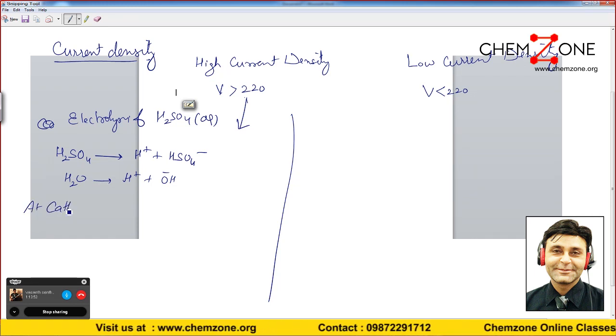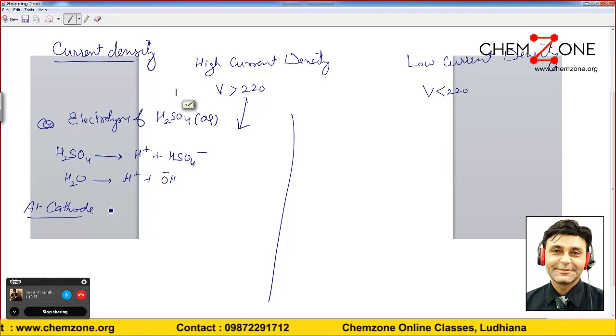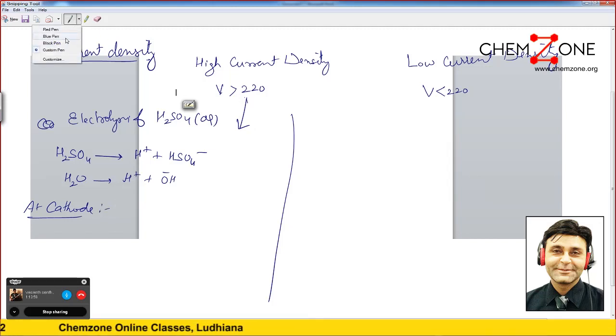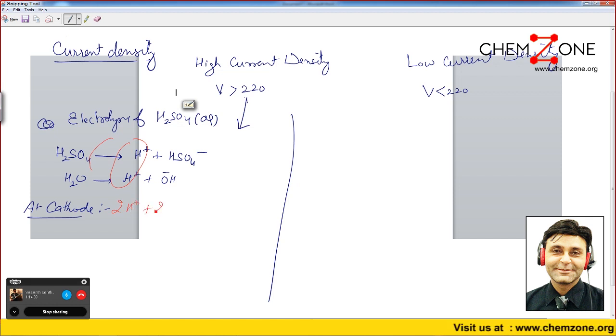So at cathode, what will happen? We don't have any competition here. Both are hydrogens here. So the two H positive ions gain 2 electrons and become H2 gas. Got it?